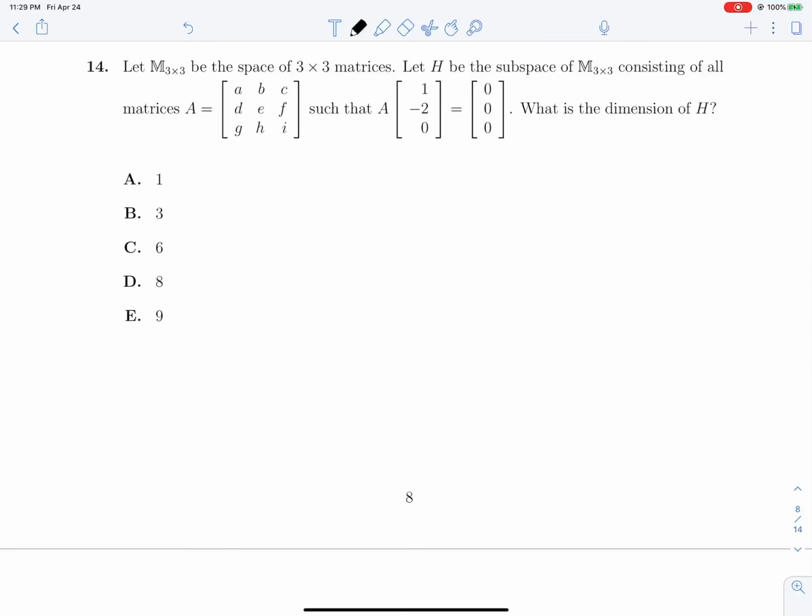14. Let M 3 by 3 be the space of 3 by 3 matrices. Let H be the subspace of M 3 by 3 consisting of all matrices such that A multiplied by 1, negative 2, 0 is equal to 0, 0, 0. What is the dimension of H?